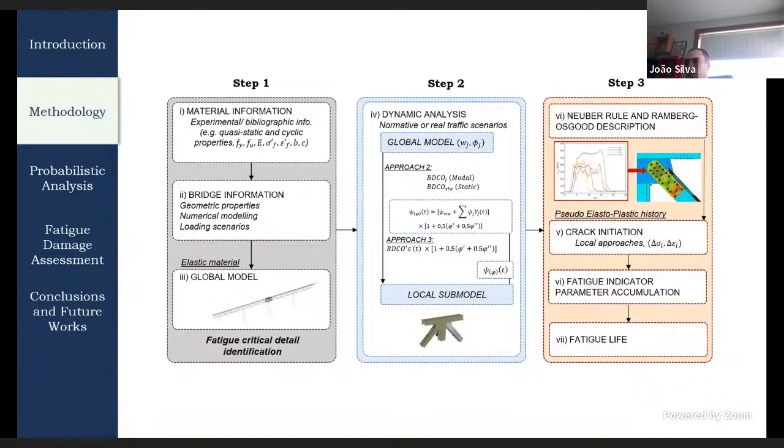Step 2 is the dynamic analysis using normative and real traffic scenarios. And once the critical section is defined, we move to the local model. In step 3, the Neuber rule was used to convert the numerical stress field into elastoplastic structural response. Then, based on the local approach, we took the fatigue indicator per element in order to calculate the fatigue damage.